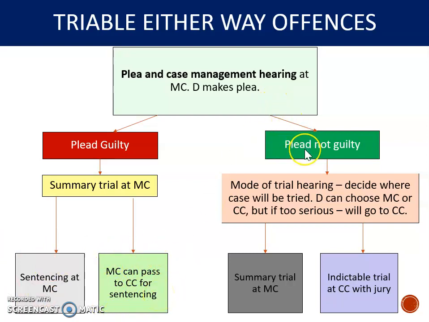If, however, they plead not guilty, this is where it gets more complicated. For a triable either way offence, we then go to mode of trial. That's to work out, okay, they're pleading not guilty, so we need to decide, is it magistrates or Crown? And the defendant can choose to go to magistrates or the Crown Court.